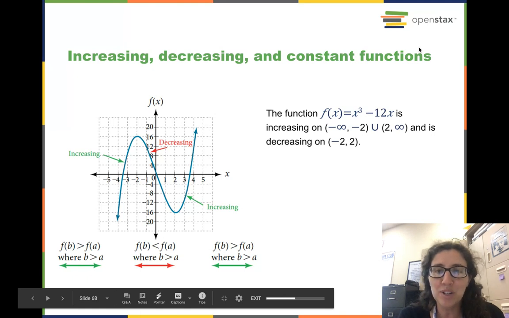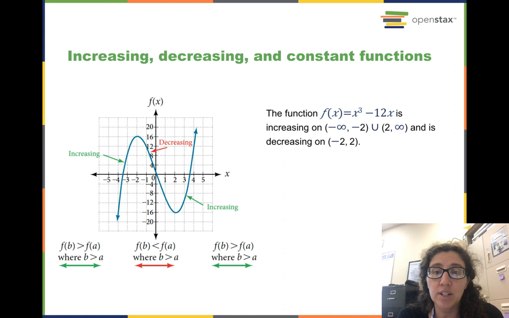All right, we are going to finish section 1.3 by talking about increasing, decreasing, and constant functions, and also local and absolute maxima and minima. So we'll start with increasing, decreasing, and constant functions. Of course, we can think about functions from left to right. We usually go from the negative to the positive x-axis.